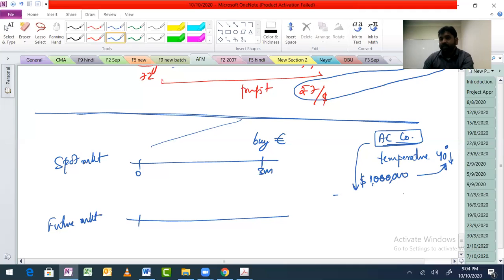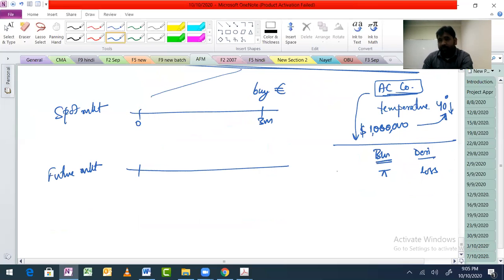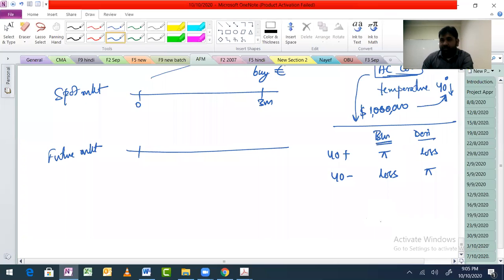Now, what is the logic behind this? If the temperature is above 40, they will make a profit in the business, and in the derivative market, the betting market, they will make a loss of 1 million. If the temperature is below 40, they will make a loss in the business, but they will make a profit in the derivative market.